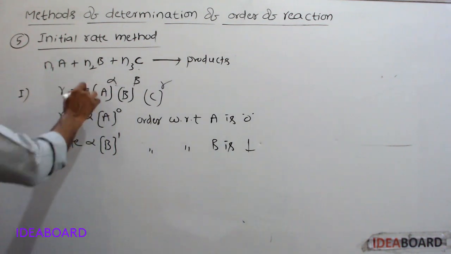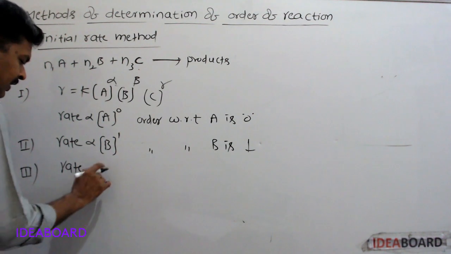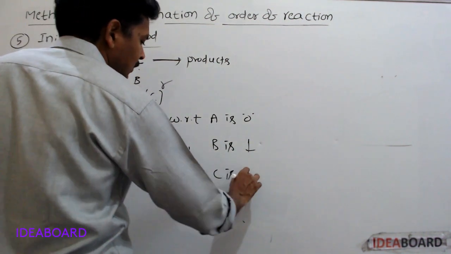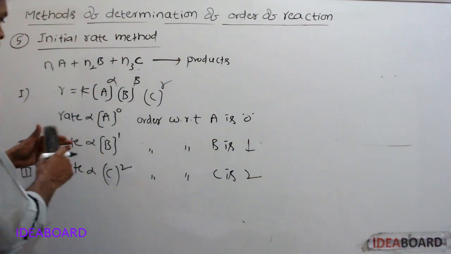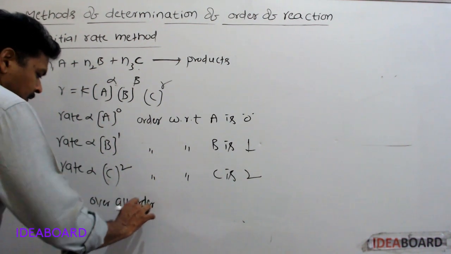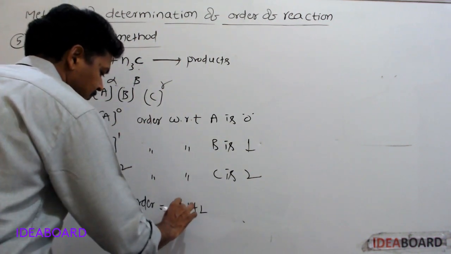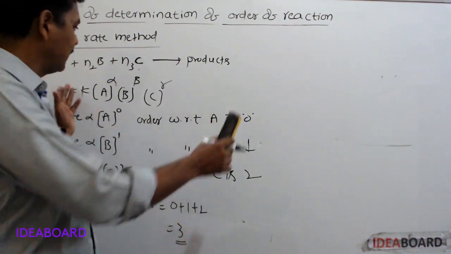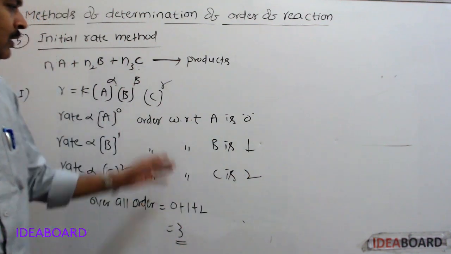That means rate of reaction is directly proportional to C concentration square, then order with respect to C is 2. Then here overall order of reaction is equal to 0 plus 1 plus 2. Overall order of reaction is 3. So like this we can determine order with respect to each reactant and overall order of reaction also. I will explain one problem.